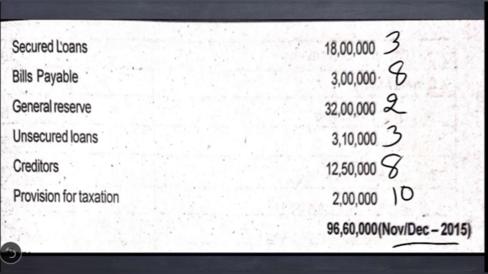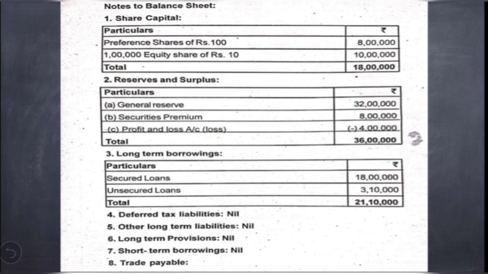Now before we prepare the balance sheet, we have to show all these notes in the working note. So let's see the working note now. Coming to the first note, that is share capital. In note number 1, we are going to write preference share capital as well as the equity share capital, the total of which comes to 18 lakh. Then second one, reserves and surplus. Under this, we are going to show general reserve, securities premium and profit and loss account loss balance. That is the debit balance we are going to deduct. The remaining balance would be 36 lakh.